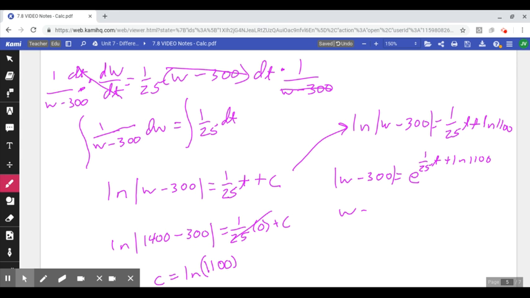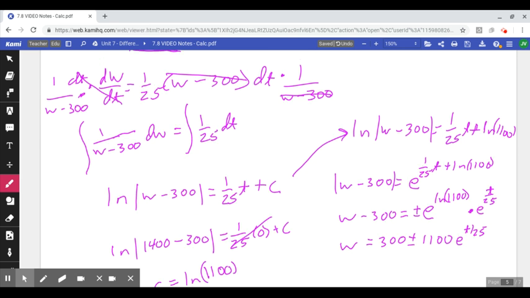Can't forget about those. If I'm going to get rid of the absolute value, I need to put the plus or minus on the right-hand side. And I'm going to break up my exponent here into e to the natural log of 1100, that's right here, and then times e to the, and I'll just represent 1 over 25t as t over 25. I can also add 300 to each side. And then e to the natural log of 1100 is just 1100. And then I have e to the t over 25 power.